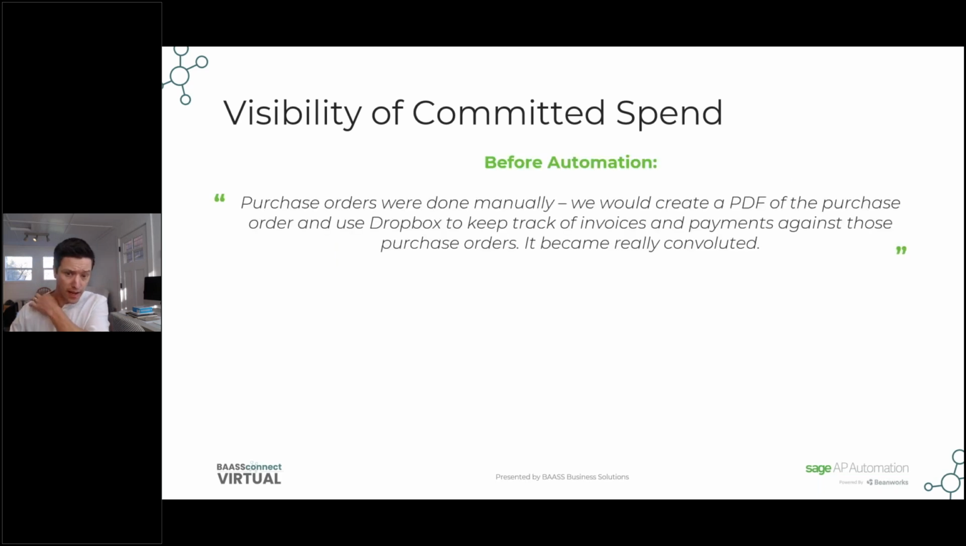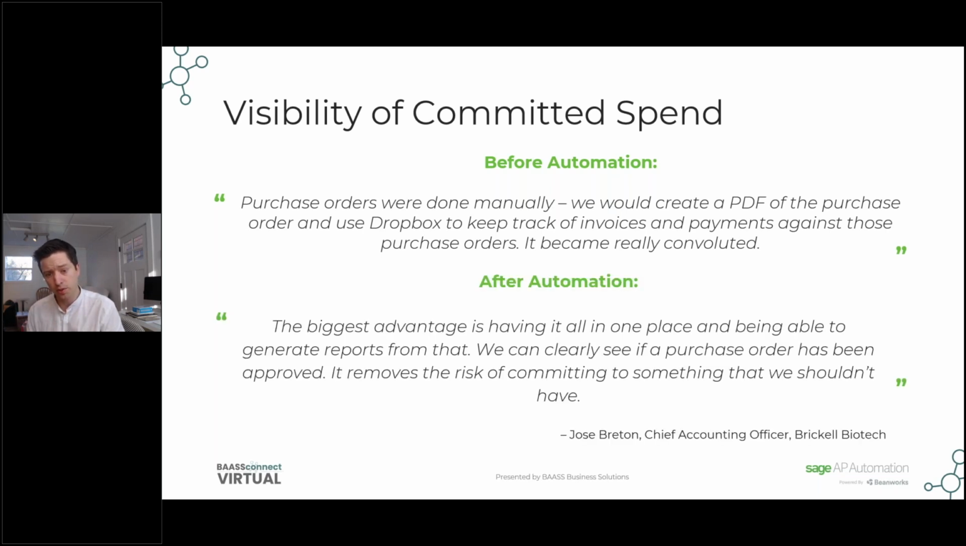The chief of accounting at one of our customers, Brickell Biotech, talks about their previous manual PO process and how they actually had to create a PDF of their purchase order and use Dropbox to keep track of the invoices and payments against that purchase order. After automating their AP process, however, they've seen benefits of having the centralized system. As Jose says, the biggest advantage is having it all in one place and being able to generate reports at a moment's notice. They can also clearly see if a purchase order has been approved, which removes the risk of committing to something they shouldn't have in the first place.